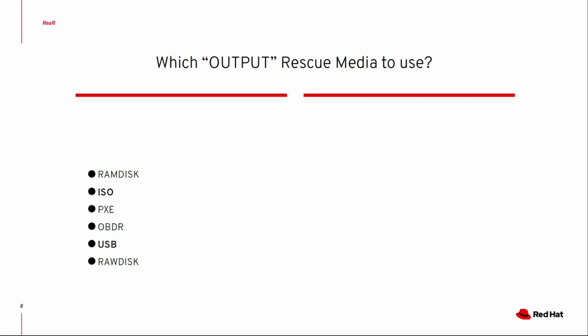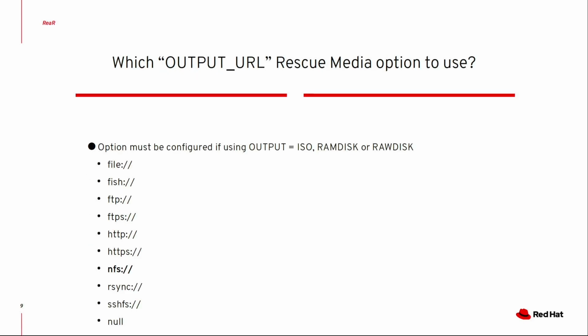So which output rescue media do you want to use? RAMDISK, ISO, PXE, OBDR, which is actually tape, and USB and raw disk. I'm going to go through the 2 examples of using an ISO and a physical USB as well. All right, so we've selected ISO. We now need to decide where we are storing that ISO file.